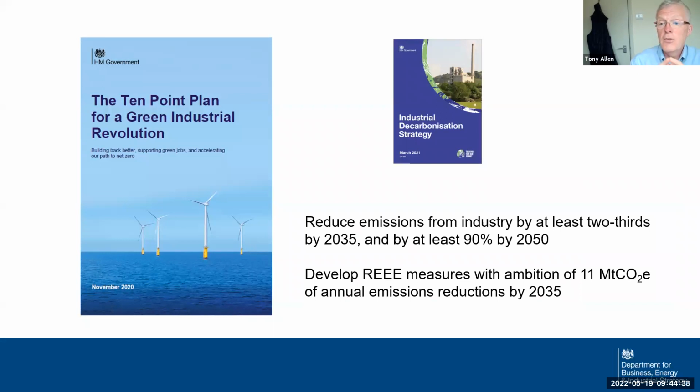This document sets out the ambitious targets to which we're all working: to reduce emissions from industry by at least two-thirds by 2035 and by at least 90% by 2050, and also to develop resource efficiency and energy efficiency measures with the ambition of 11 million tonnes CO2 equivalent of annual emission reductions by 2035. And this is where the IEA programme comes into its own. Next slide, please.